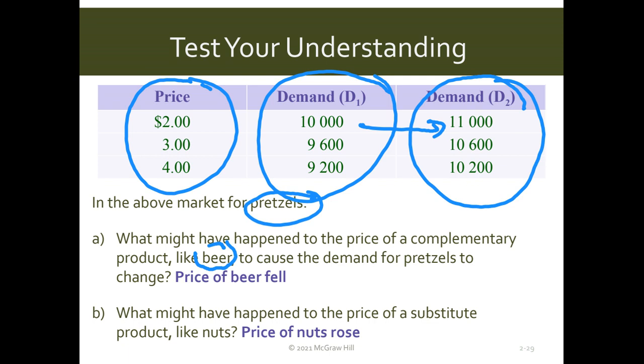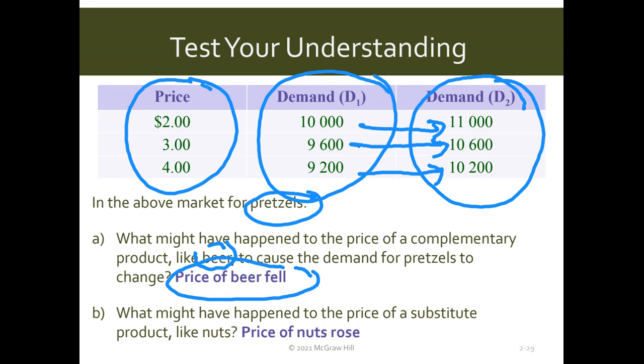And we want to know whether the price of beer has gone up or has gone down. And you can see even at price 3, demand goes from 9,600 to 10,600, from 9,200 to 10,200. So what I can see, the demand increases by 1,000 units at each price level. So I know that the demand for pretzel has gone up. And this is only possible if the price of the complementary product must fall. So the price of beer fell.